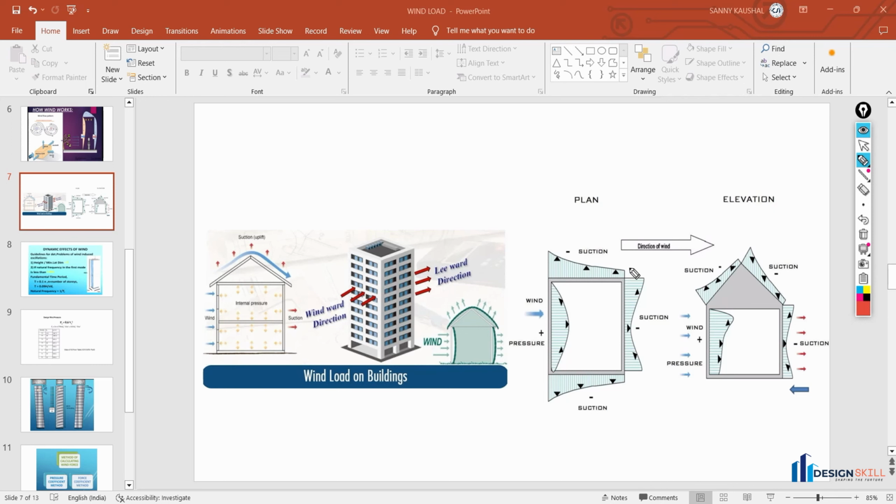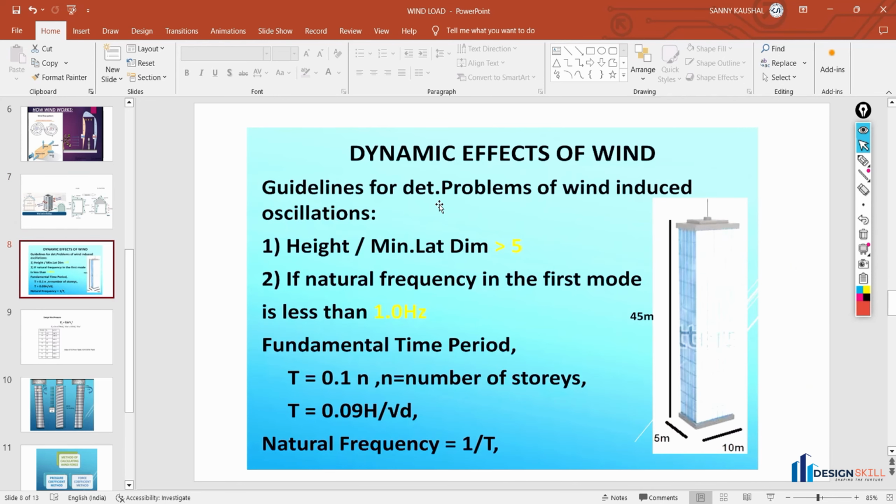Now I will move to the next slide, which is also a very important slide, which tells you in which project or in which structure you require a dynamic wind analysis to be performed. Dynamic wind analysis means in which project you are going to apply the gust factor. So this becomes very important. In the previous slide I told you that there are two effects of the wind: first is the static effect and second is the dynamic effect. Now we will study in which project you require to apply the dynamic effect of the wind.